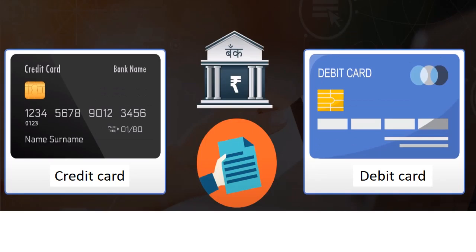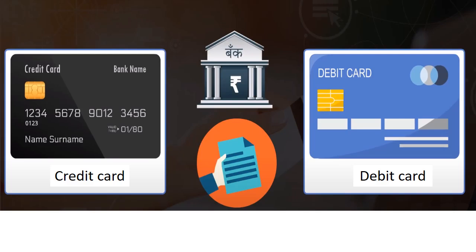Now students, what is the meaning of credit card? A credit card is a type of payment that allows you to borrow money against a line of credit. So students, when someone uses a credit card to make a purchase, that person's account accrues a balance that must be paid off each month.